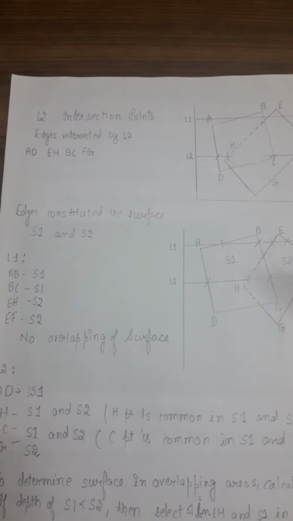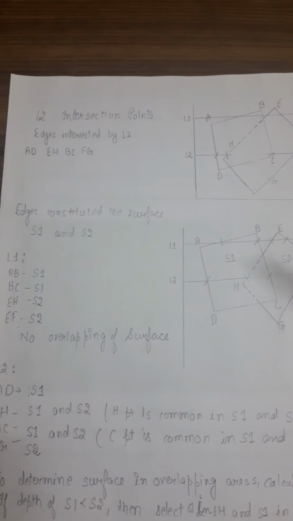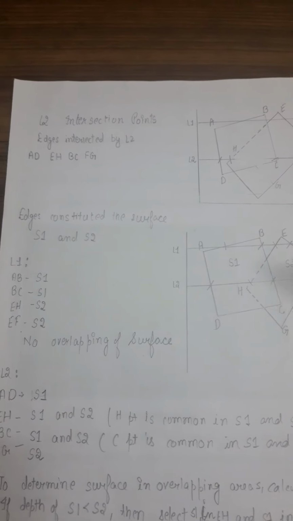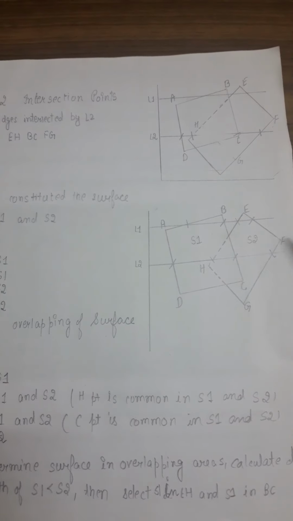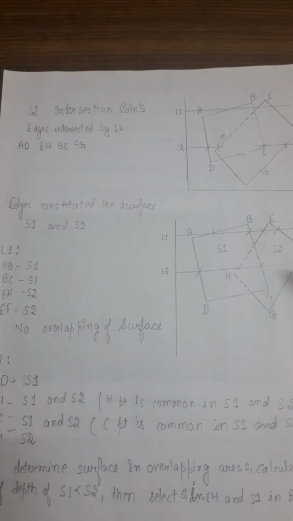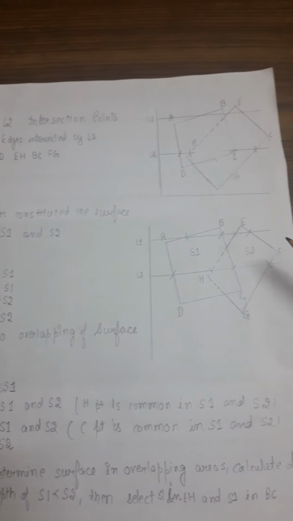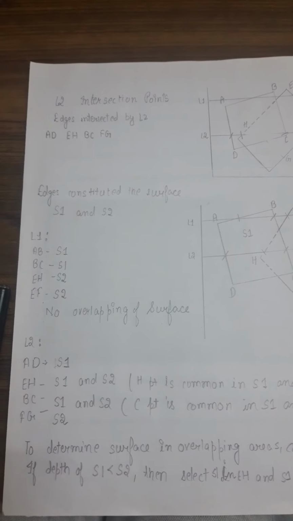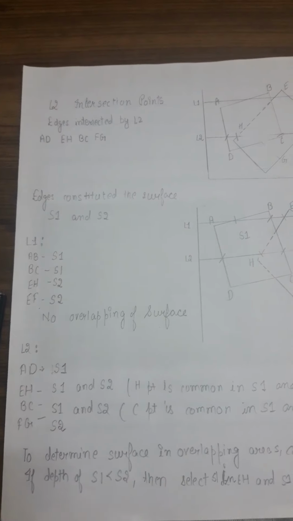Then we can see that AB is part of surface S1, right? Next, BC is part of surface S1. We have to consider only up to this intersection point. So BC is part of S1. Next, EH is part of S2, and similarly EF is part of S2, right? So we have written here. Now you can see that there is no overlapping of surfaces, meaning there is no edge which is covering both the surfaces, right? So next for L2.